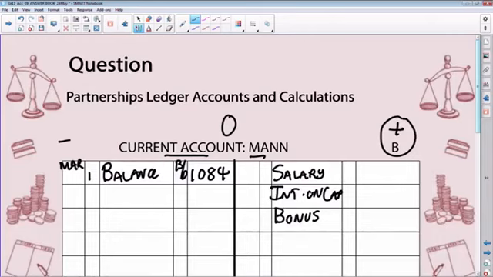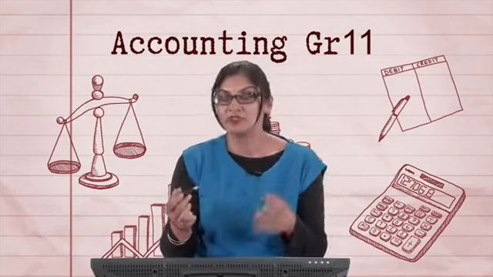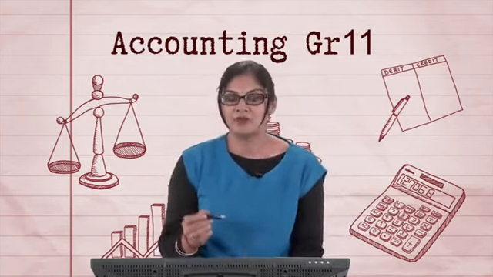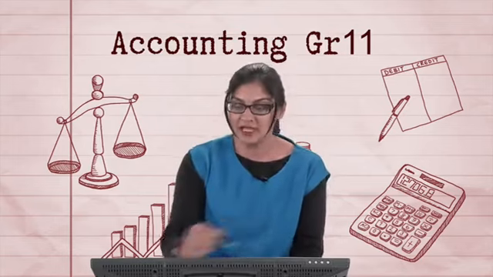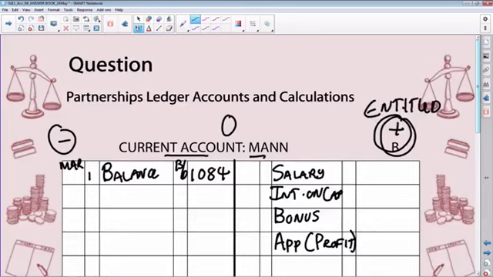And thereafter, we look at if there is a remaining loss coming from appropriation, or is there a remaining profit, obviously also coming from appropriation. Now, remember, guys, if there is a remaining profit, that goes on the credit side. So if there's a profit, and it's obviously coming from appropriation, I'm just going to write down profit. Remember, you guys obviously don't write this down. You simply write down appropriation. But if, however, there is a remaining loss, this will be shown on the debit side. Okay, so the credit side, we show what the partners are entitled to in terms of their partnership agreement. Okay, their entitlement.